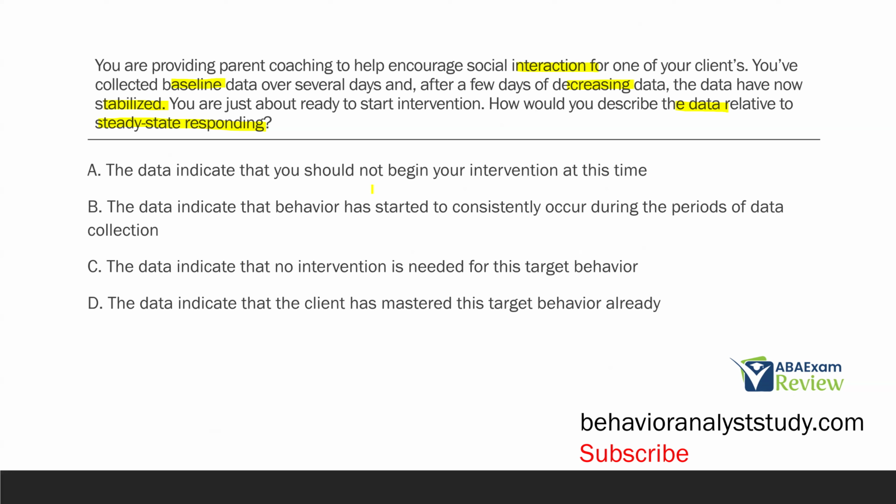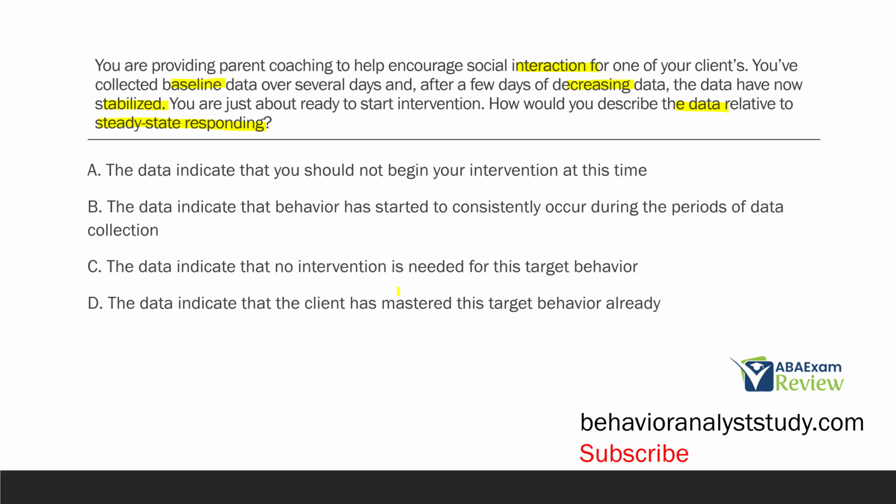A, the data indicate that you should not begin your intervention at this time. Well, of course not. Steady state is typically a good thing in baseline, especially here. You had decreasing data, but now it's stable. You're ready to start. Nothing wrong with that. The data do indicate that you should begin intervention. B, the data indicates the behavior has started to consistently occur during the periods of data collection. Read that carefully, right? The data indicate the behavior has started to consistently occur, which is true. It's now the behavior is consistent during the periods of data collection. This is saying we now have consistent data, and that is true.